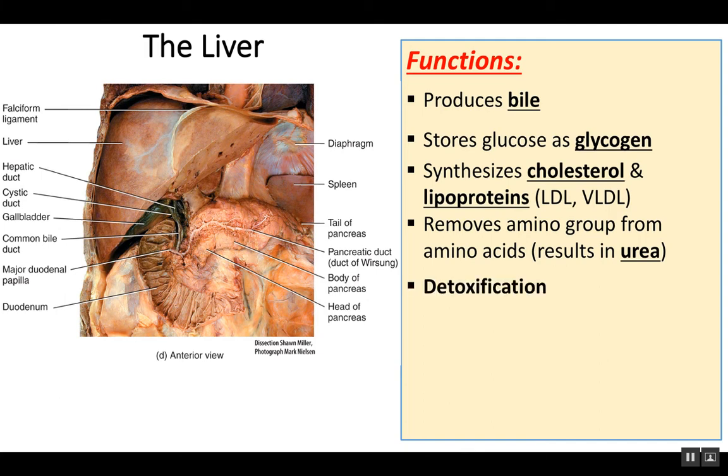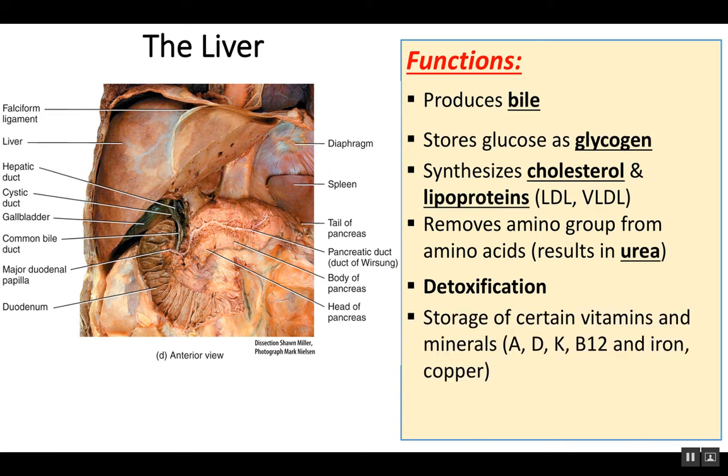It detoxifies, so it can detoxify a lot of different things that might be coming from our diet, in the foods we eat, but also medications can be detoxified and metabolized by the liver. It can also store things. Your liver can store vitamins and minerals. The vitamins include vitamin A, D, K, and B12. Some of the minerals it can store are iron and copper.